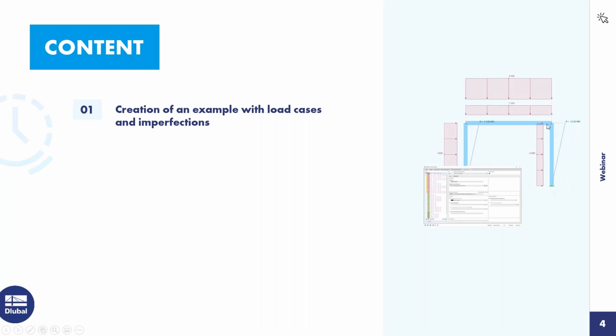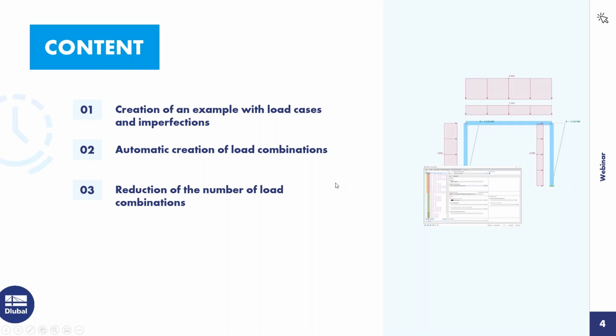To the agenda today, I will create a simple example. You can see that on the right side here. Steel frame, and I add load cases and imperfections. Then follows the automatic creation of load combinations. That's the main part of the webinar. Then reduction of the number of load combinations and consideration of initial states.